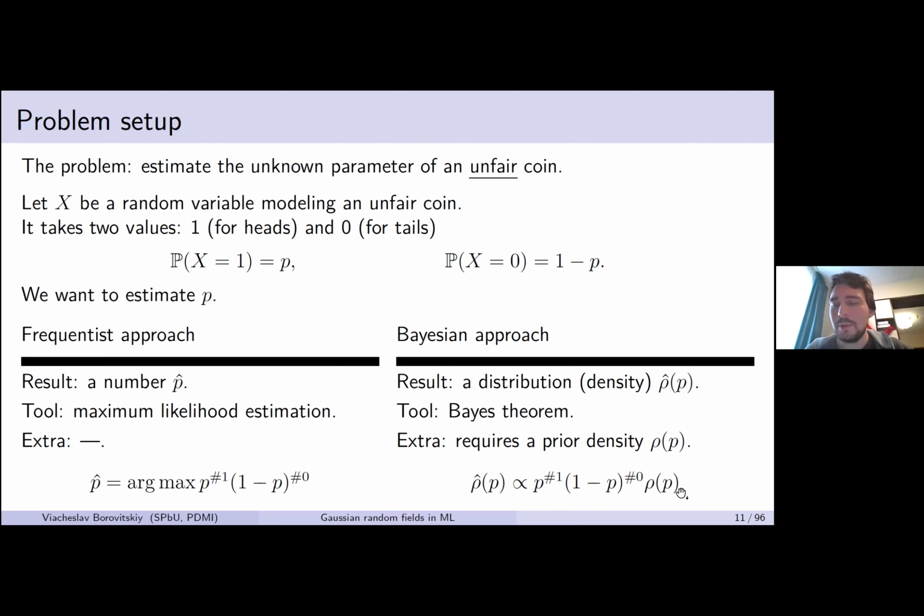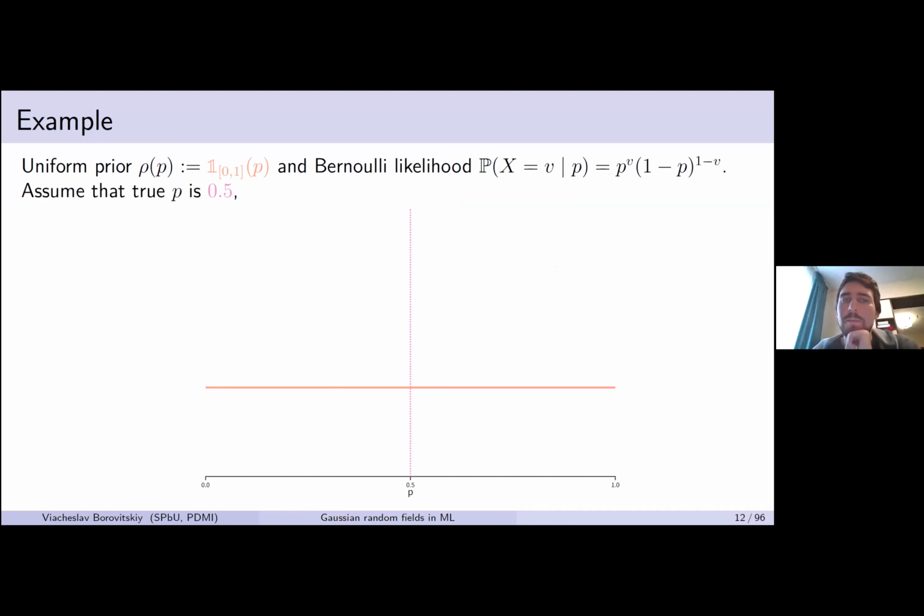It's proportional because the function on the right hand side is not a normalized density, so its integral is not necessarily 1, and we need to divide it by some constant to make it integrate to 1. So maybe it's best to see on the picture how this looks.